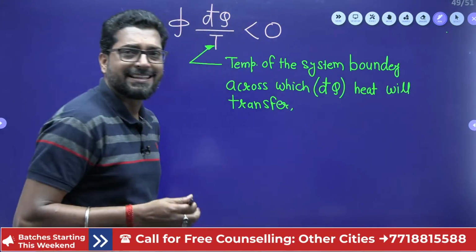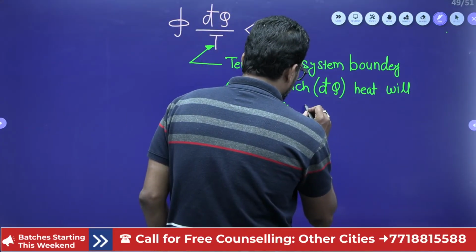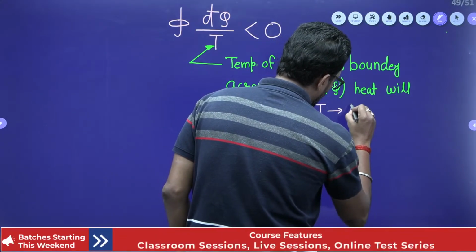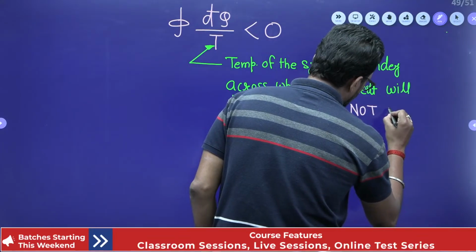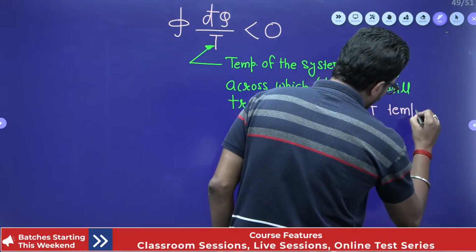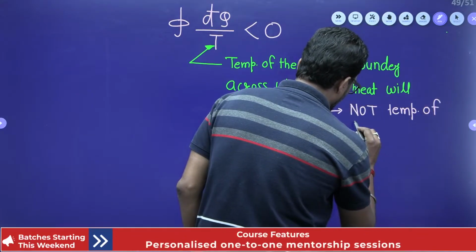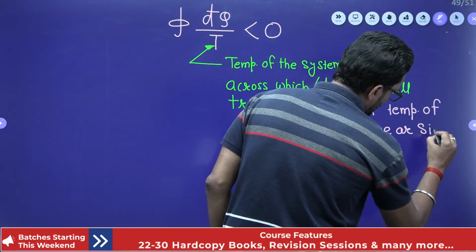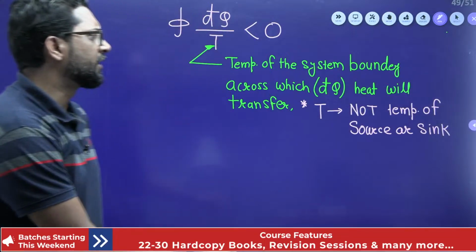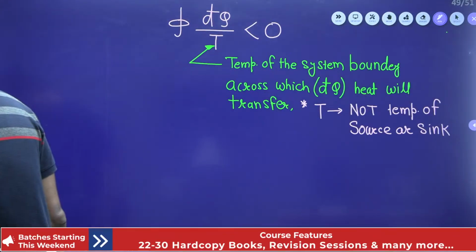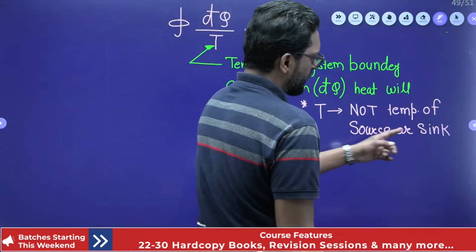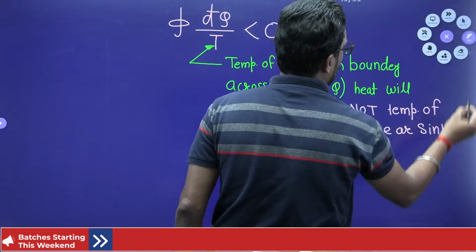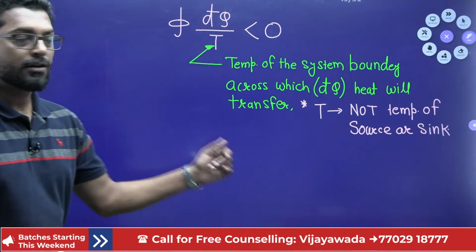And you can write like that, a very important point: T is not the temperature of the source or sink. This is very important. It is not the temperature of the source and sink. Okay, across which the heat transfers. Clear? Clear, beta? This is clear?